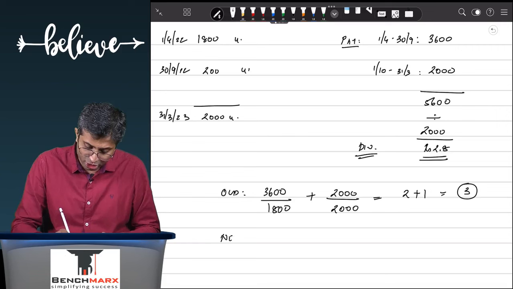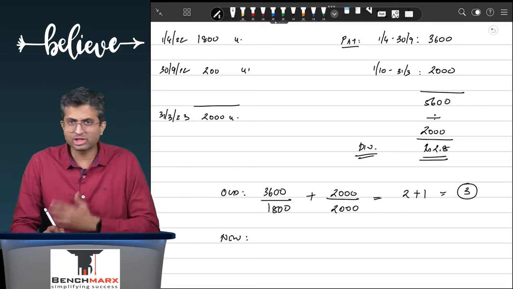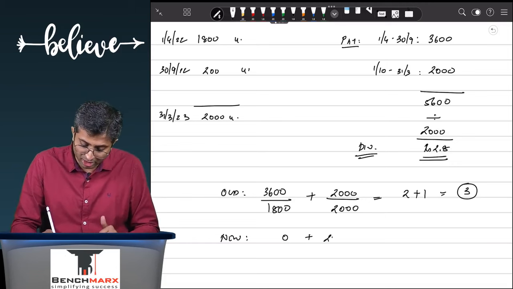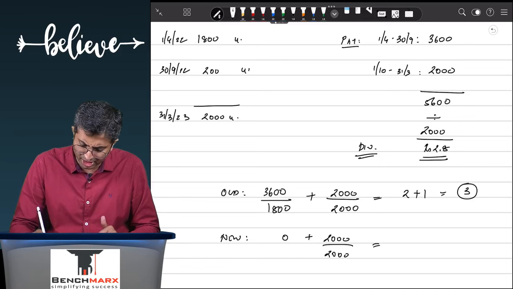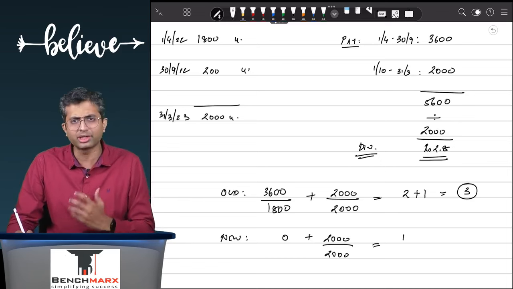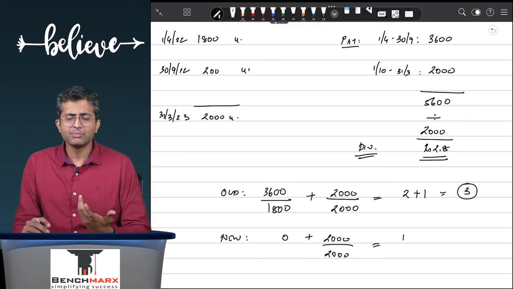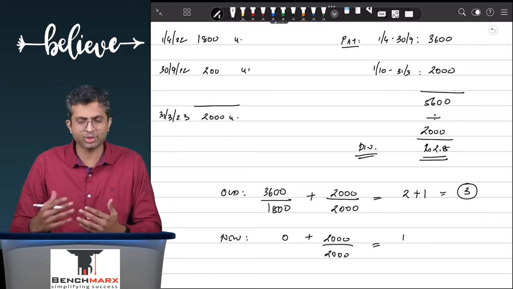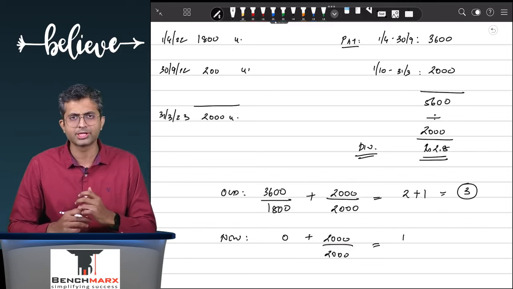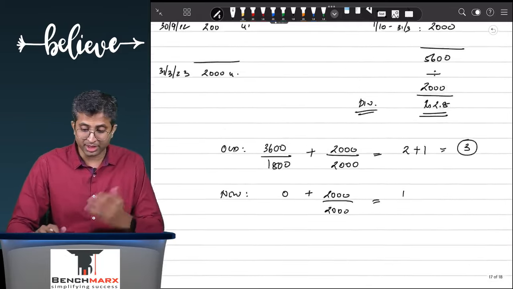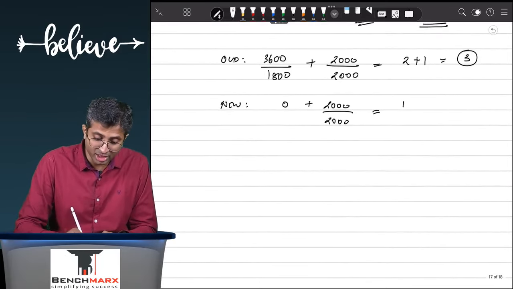On the other hand, the new unit holders should actually get nothing out of the first 3600. However, out of the remaining, they should get 2000 divided by 2000, that is, they should be getting 1 rupee, but they are actually getting 2.8. And hence there is not a fair distribution, and people might be incentivized to buy or sell units prior to the dividend date in order to exploit this. And hence a mutual fund typically will charge what is called dividend equalization.